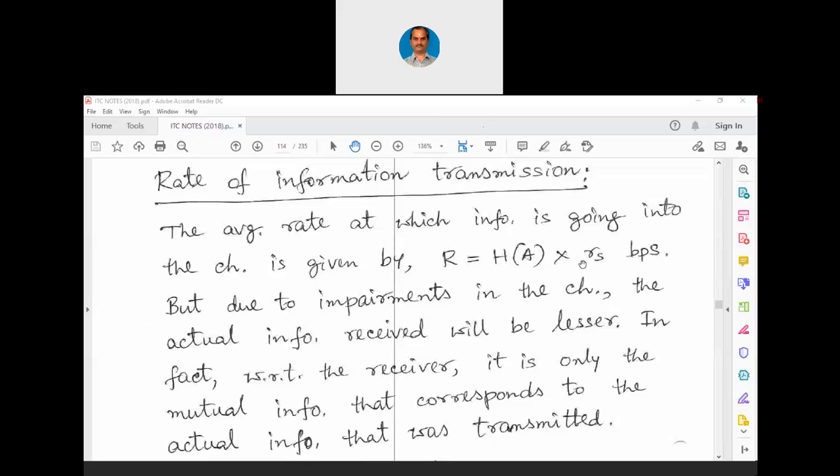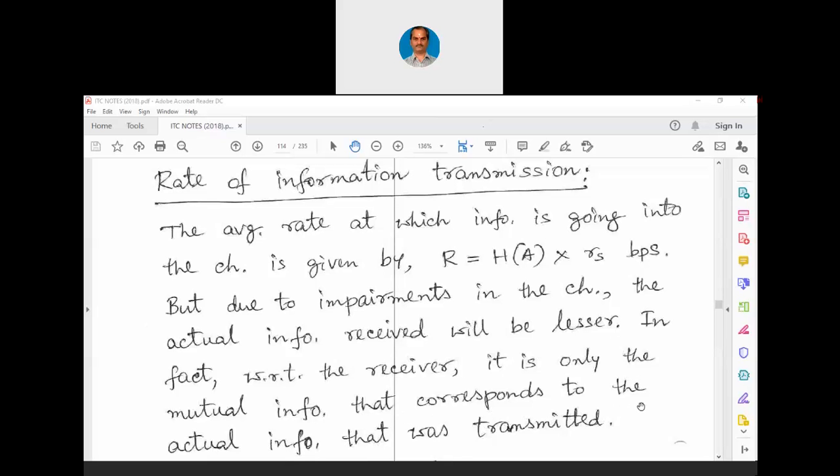But now we know the complete H of A is not going to be transferred to the destination. As the channel is non-ideal, the complete source entropy will not reach the destination. Due to impairment in the channel, the actual information received will be lesser. In fact, with respect to the receiver, it is only the mutual information that corresponds to the actual information that was transmitted.